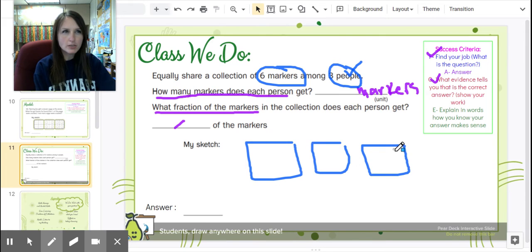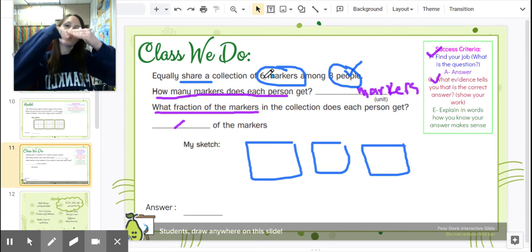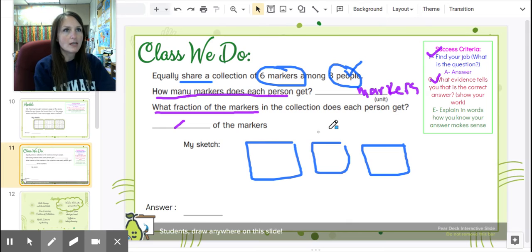Does each person get 6? No, it says I'm sharing a collection of 6. That means 6 is my total. So I need to see how many would each person get. 1, 2, 3, 4, 5, 6. Oh, look, I've gone to 6. So how many markers does each person get? Well, here's person 1, 2, 3. Each person gets 2 markers.